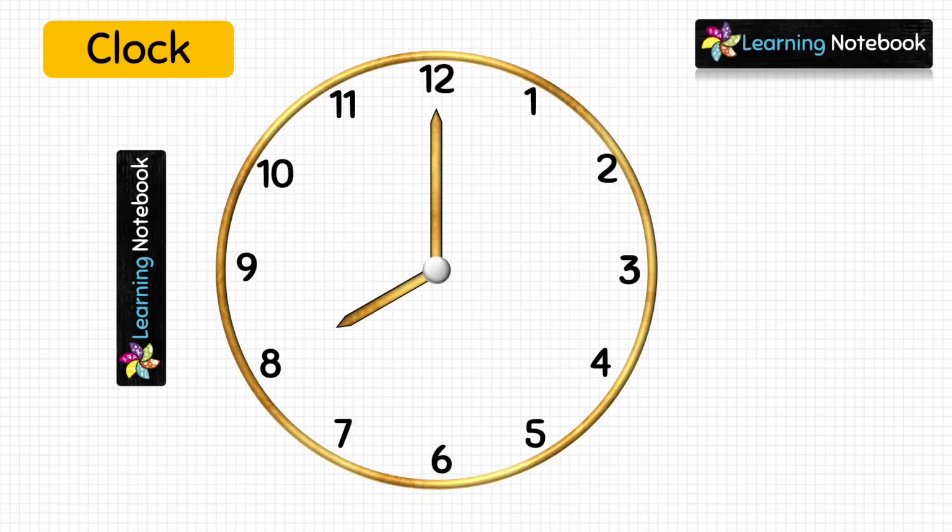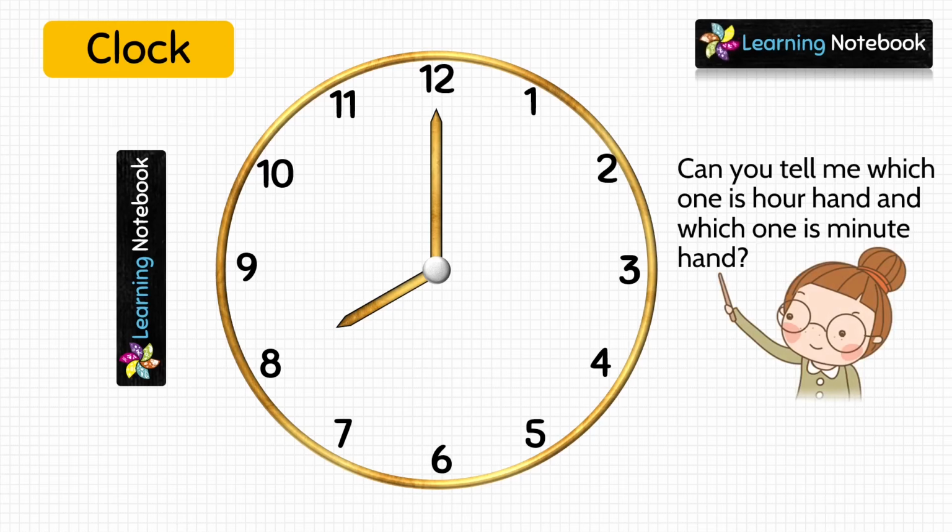Students, this is a clock. As you can see, a clock has two hands, a minute hand and an hour hand. Can you tell me which one is the hour hand and which one is the minute hand? Yes, this short hand is the hour hand and this long hand is the minute hand.